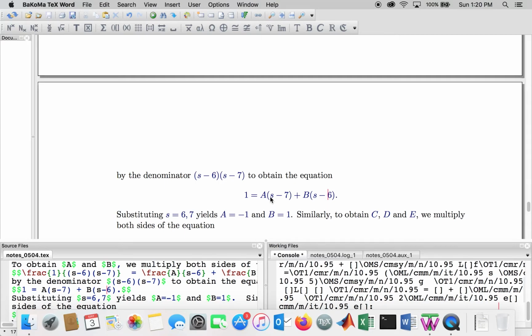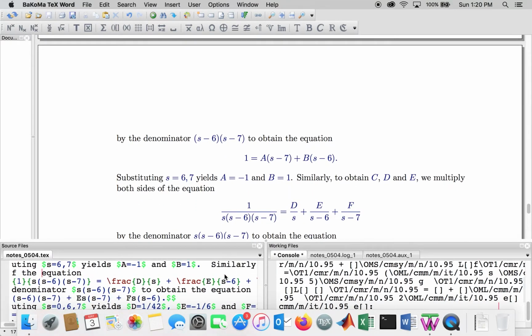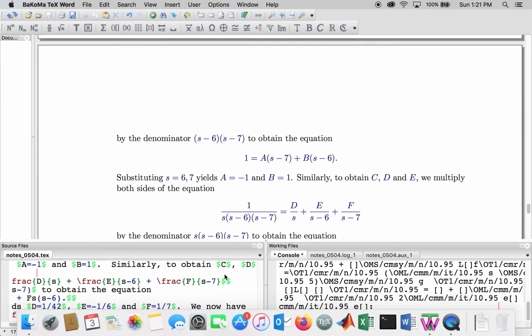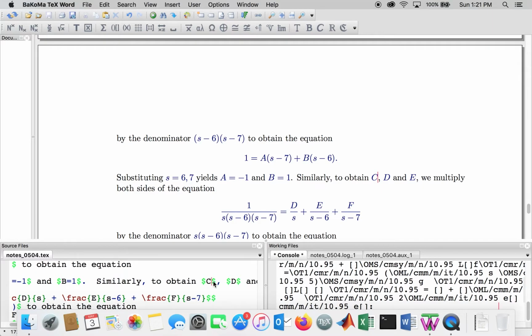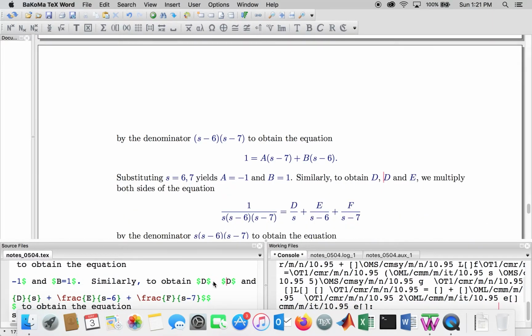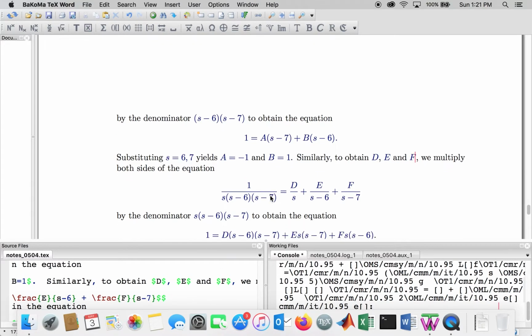If I substitute s equals 7, this goes away, and I have 1 is equal to b times 7 minus 6. So 1 is equal to b times 1, so b equals 1. Same idea to get, oh, looks like my letters are off here. Okay, so that's actually D, E, and F, not C, D, and E.